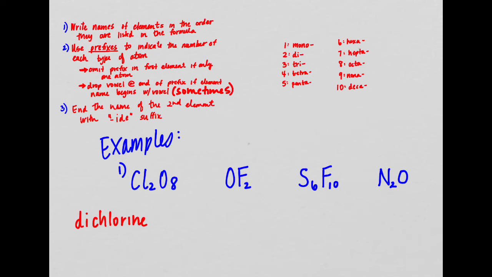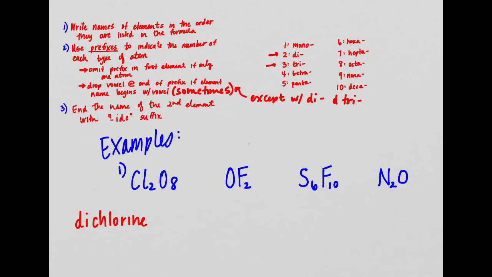For example, with di and tri, it would be dioxide and trioxide. But with tetra, penta, hepta, with all the rest of them, we would drop the A. So you could make a little note here: except with di and tri. Because, like I said, we would say tetroxide. We wouldn't say tetraoxide. It would be tetroxide, pentoxide.